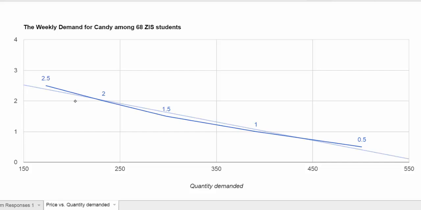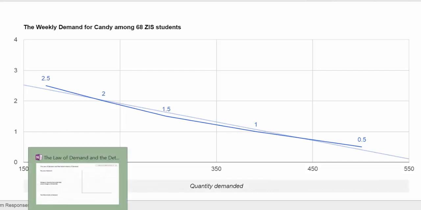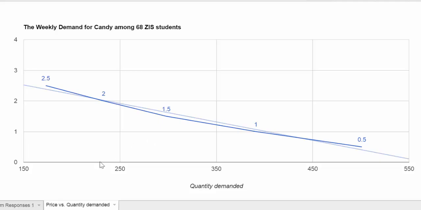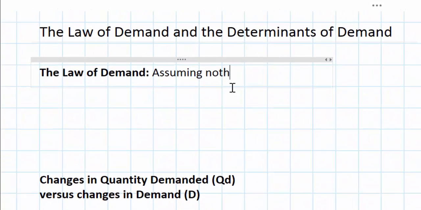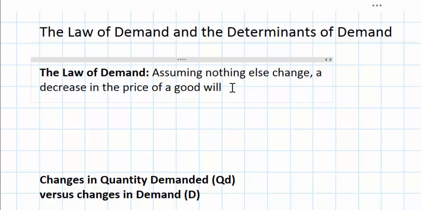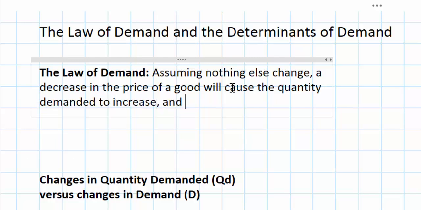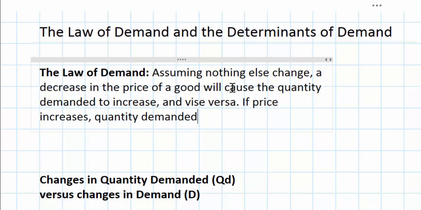Notice that the relationship between the price of candy and the quantity of candy demanded among my students is inverse. That's very important. That is something that is so universally true that we actually call that the law of demand. So let's go over here and we're going to take some notes. The law of demand tells us that, assuming nothing else changes, a decrease in the price of a good will cause the quantity demanded to increase, and vice versa. In other words, if price increases, quantity demanded decreases.